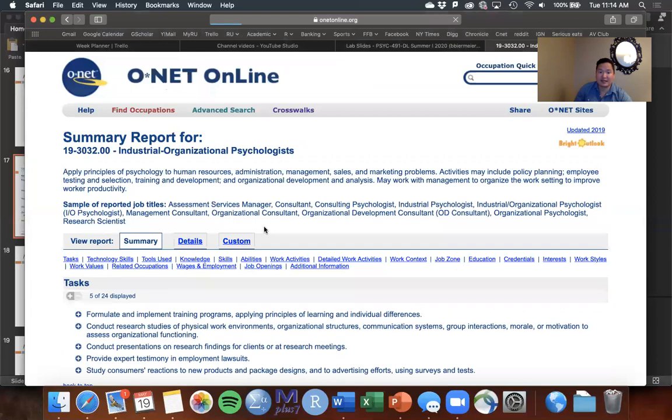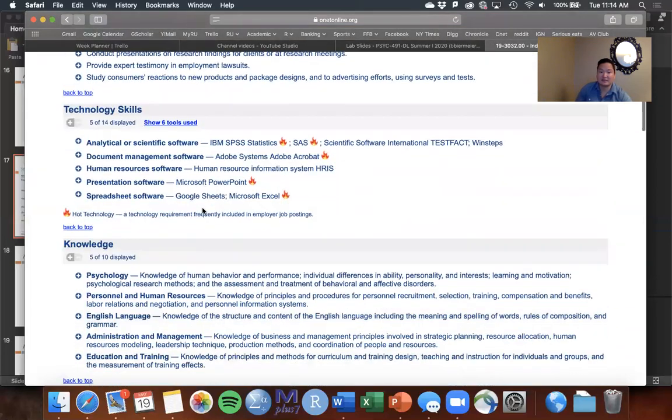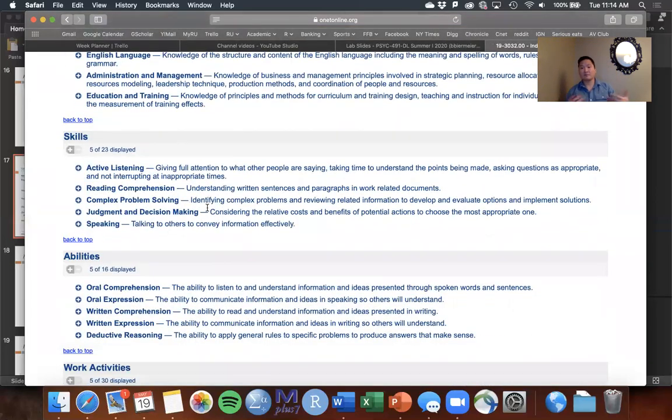Industrial organizational psychologist is also in here, and it has a slightly different list of skills and everything. I would recommend checking this out. Just if you get a chance, think of a job that you want to do at some point in your life. It could be right out of college.